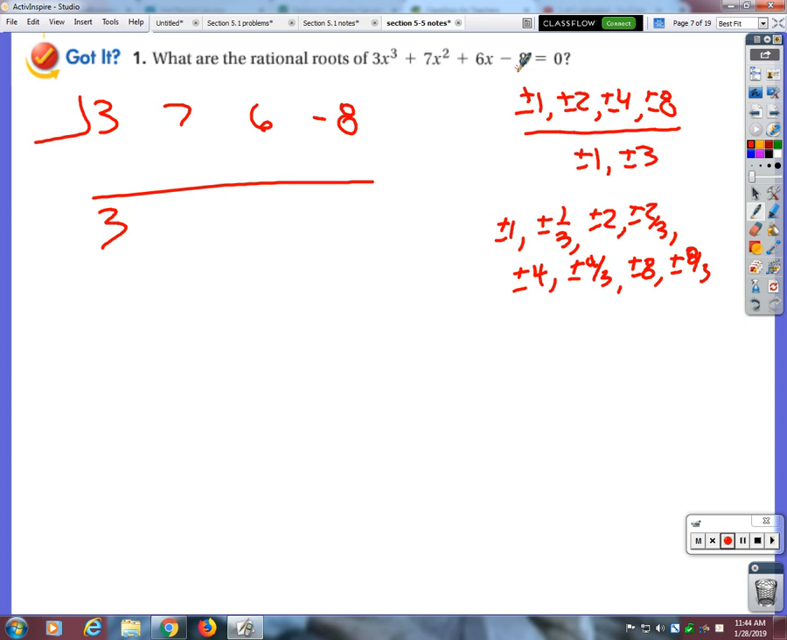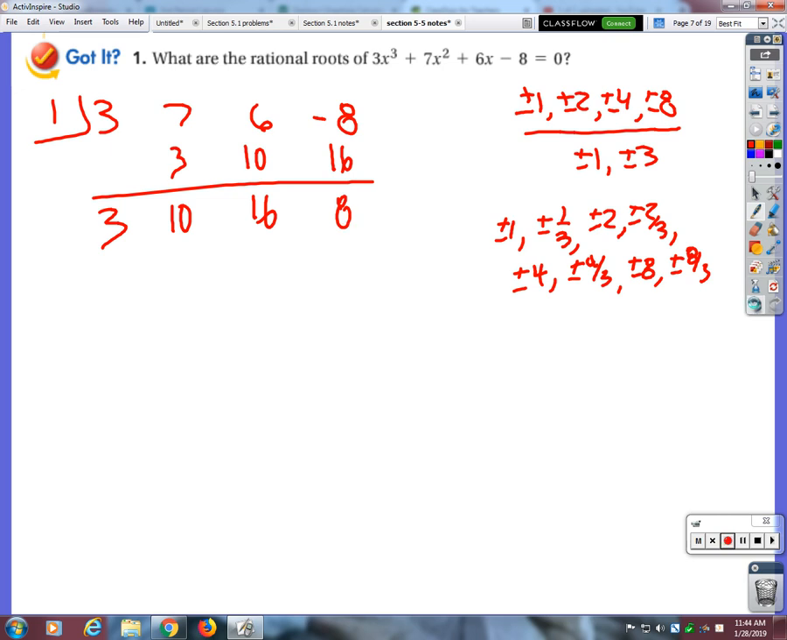The factors of this number divided by the factors of this number. Okay, so somebody said 1. What do you want to try? Yeah, 1. Just go with an easy one. So if I do 1, 1 times 3 is 3. That gives me 10. That gives me 16. And that gives me 8. Okay, so 1 is a loser.